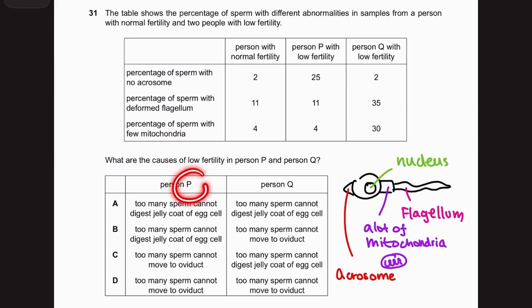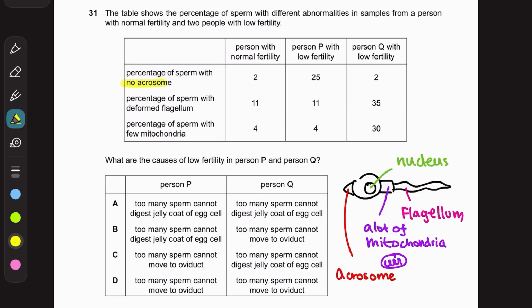So we need to explain person P and person Q. So let's look at person P. What is the problem with person P? Because all of these are problems. The first problem listed is no acrosome. If there's no acrosome, you cannot get through the jelly layer. That's a big problem, right? The second problem is deformed flagellum. Oh dear, if you have a deformed flagellum, then you're not able to swim properly, and then you're not going to be able to get to the egg at all. And then the third one is few mitochondria. That's also a problem because with few mitochondria, you don't have enough energy to do anything, basically. It's like if you don't eat, then you can't really go to PE lesson and all of that.